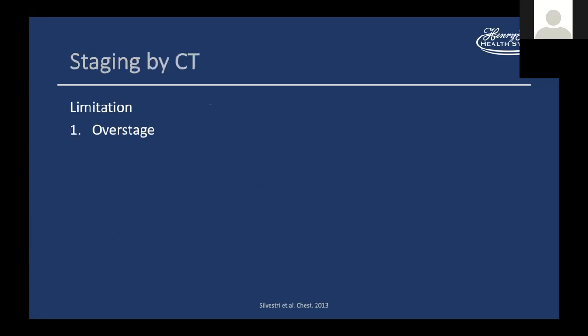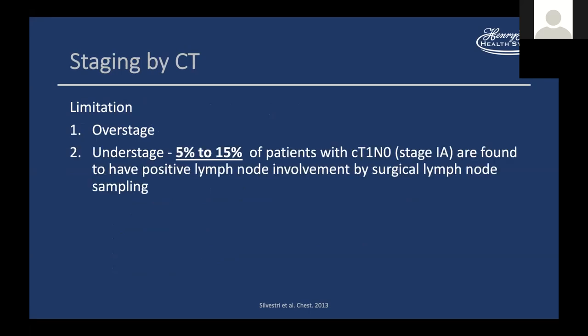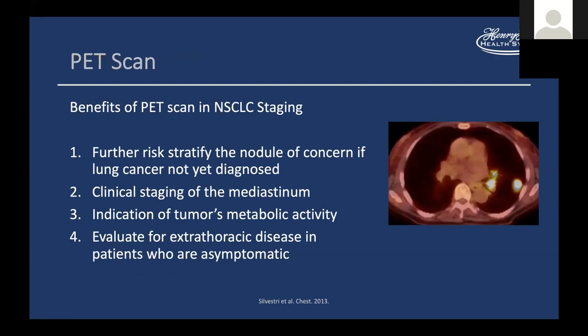So with that sensitivity, one of the limitations of CT is obviously you can overstage patients, and at the same time, you can understage patients. What they saw when they looked at these patients was that 5 to 15% of them with clinical T1 N0 disease, so no lymph node metastases by CT criteria, are found to have positive lymph nodes when they're surgically sampled. So is PET scan any better?